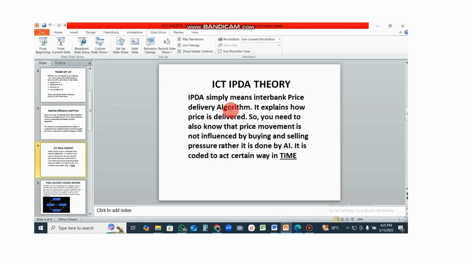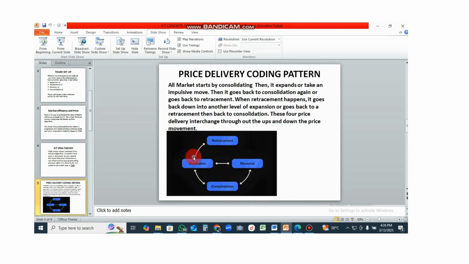So, ICT IPDA theory. IPDA simply means interbank price delivery algorithm. It explains how price is delivered. You also need to know that price movement is not influenced by buying and selling pressure at all. It is done by AI. It is coded to act in a certain way in time. So that is IPDA. This is the delivery.